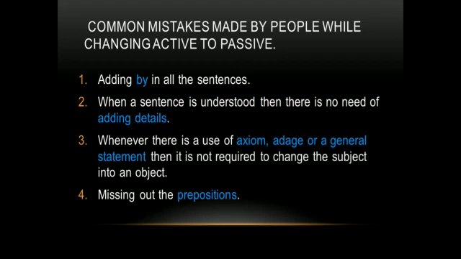Okay. For example, if you write a sentence and by writing half of the sentence, you realize that there was no need to write the object. You can omit that object. Okay. In some cases, we do have this kind of mistake, which we shall learn with one example. So this is one which you should keep in mind, that sometimes we don't have to write the complete sentence, because the half of the sentence in itself gives you the complete meaning. Okay. So you can omit the object. Now, whenever there is a use of axiom, adage, or a general statement, some agreement, some general truth, some saying, if there is something like that, then it is not required to change the subject into an object. Okay. And the last one, missing out the prepositions.